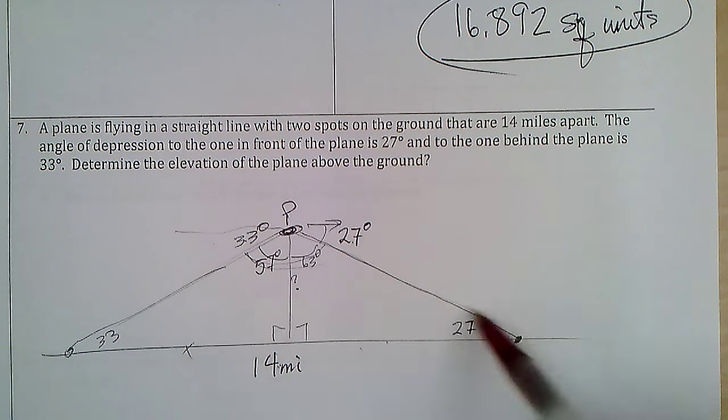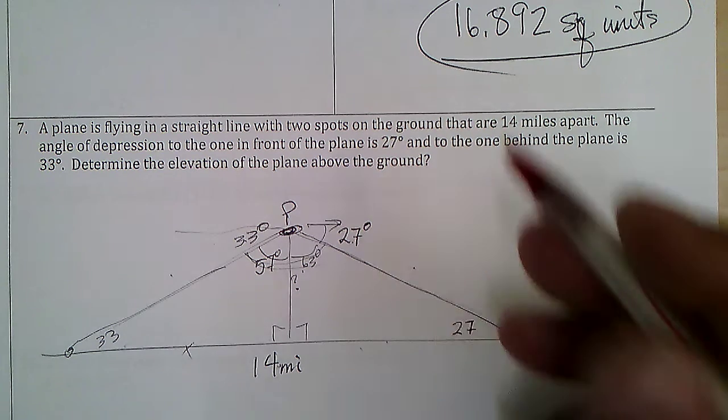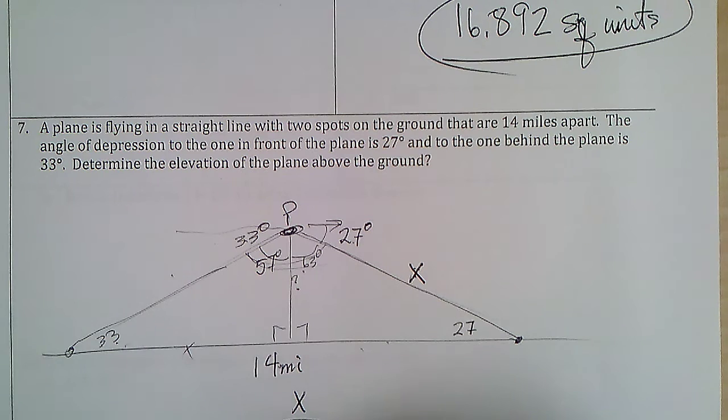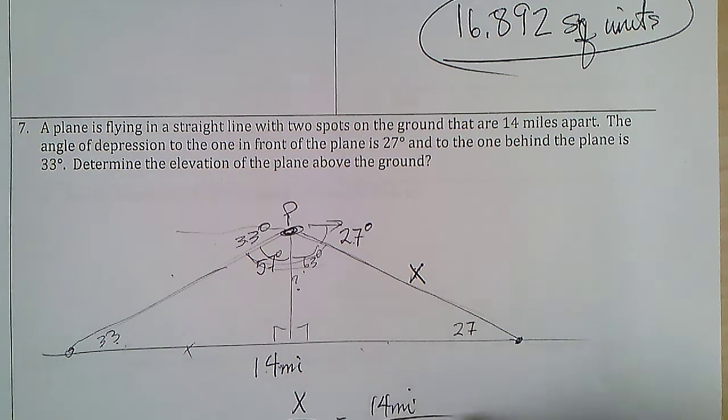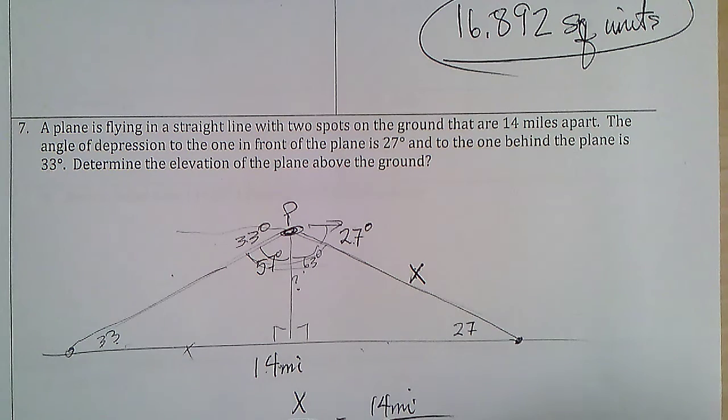Look at this big triangle and use the law of sines and figure out either this one or this one. Let's just say I find this one. I'll call that x. So x over the sine of the opposite angle equals another side, 14 miles, over the sine of the angle opposite, so that's 120, I believe. 57 plus 63 is 120, yes.